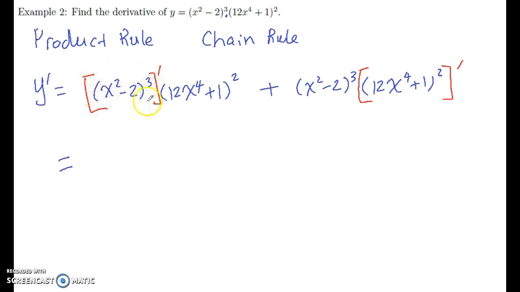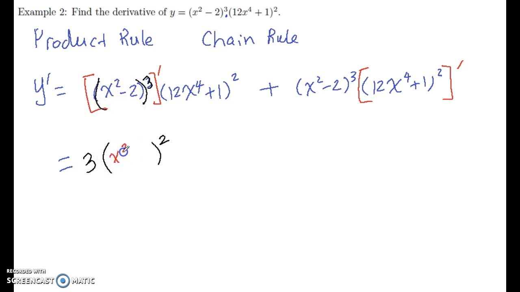So when we take the derivative for the first function, we need to notice that the outer function is the third power function. So we take the derivative of the outer function. It's a power, so we use the power rule. 3 comes down, parenthesis, power decreased by 1. Then we write down the inside function. The inner function is x squared minus 2.